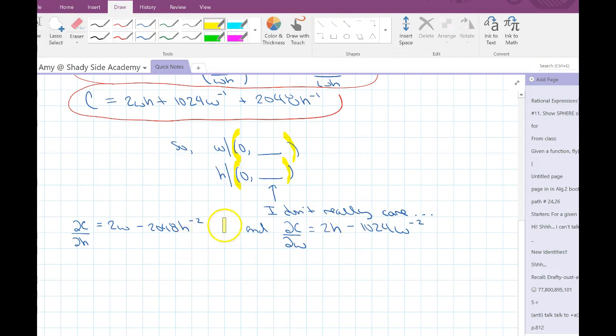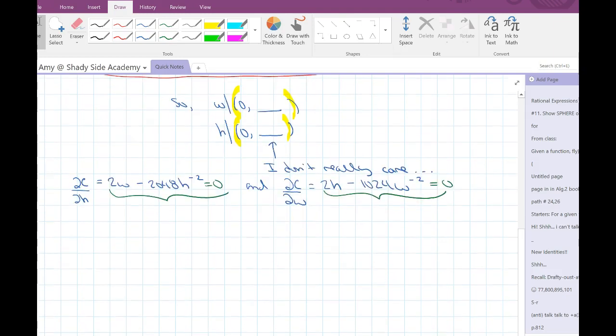So I found these two partial derivatives, and what I need to do is set them both equal to 0, because the critical points will be points that make both of these partial derivatives equal to 0. Unfortunately, this equation and this equation are both equations with 2 variables. I don't have a situation where I get W equals 7 here. So to find the values of H and W that make both equations true, I'm setting up a system.